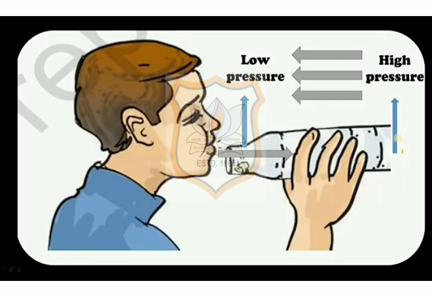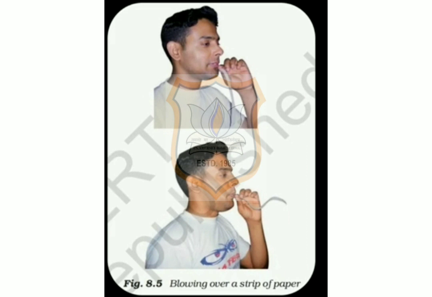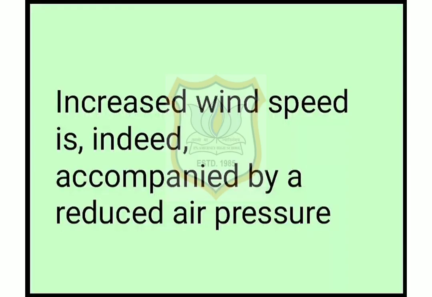In activity 8.2, you observed that the paper ball cannot be forced into the bottle. In activity 8.3, you saw that when you blow between the balloons, they move towards each other. And in activity 8.4, you saw that when you blow over the paper strip, it goes upwards. So we can say that increased wind speed is indeed accompanied by reduced air pressure.